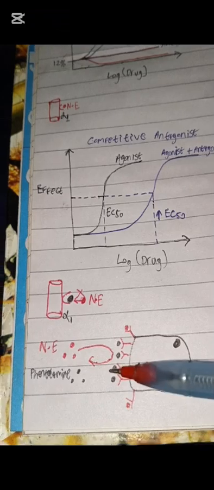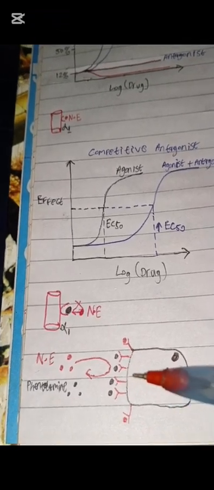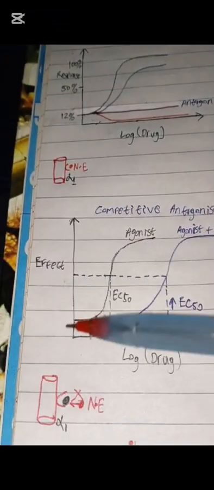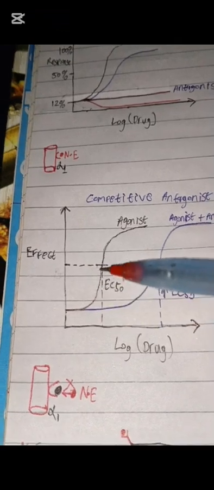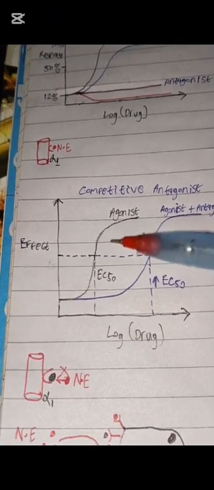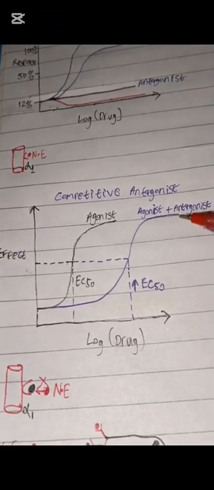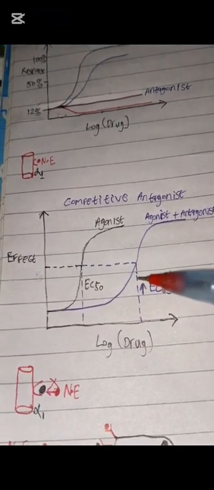But the thing is, if you give a lot of norepinephrine, you can eventually displace this phentolamine and make sure norepinephrine can have its effects. For example, this is a normal graph for the agonist, and this is the graph if there's an antagonist. What does an antagonist do? You need to give a bigger dose to get your effects, so you now have a larger EC50.